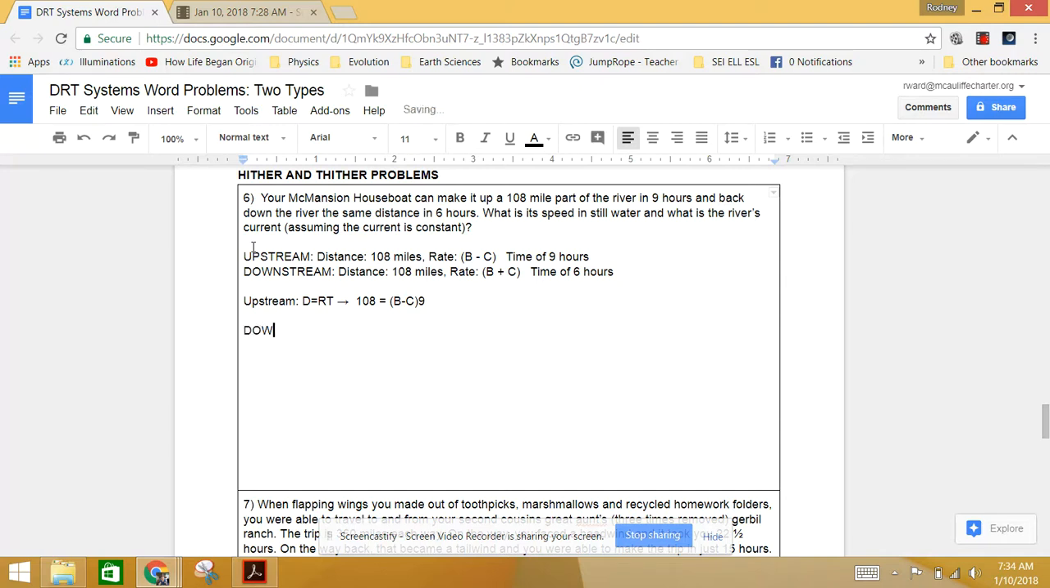My downstream equation is also a distance equals rate times time situation. So I've once again 108 miles equals my rate of B plus C, boat speed plus current speed, times a time of 6 hours. And now I have my two equations. And I'm going to work them out really quickly. I invite you to pause to see if you can sort it out yourself.